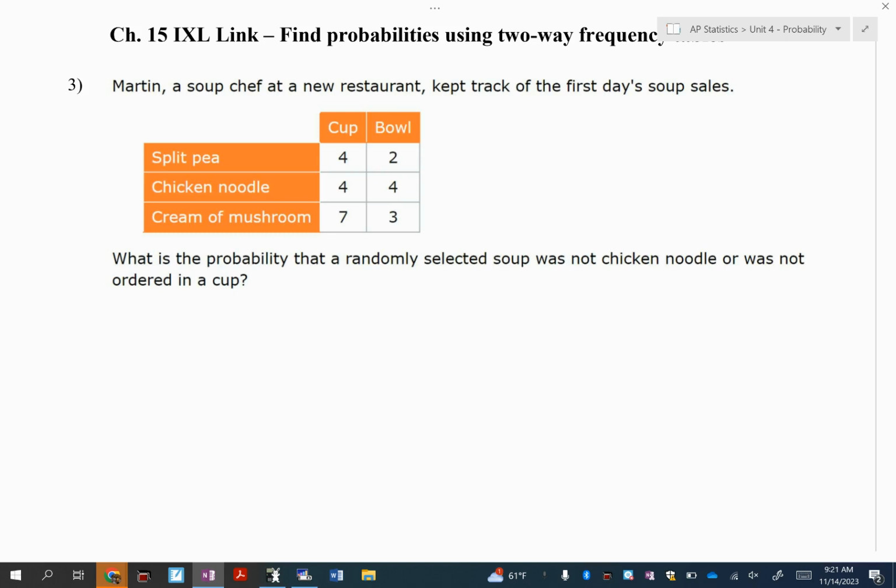Feel real good. Okay, do you see any totals? No, let's total it up. Cups, 15. Bowls, was that 9? Split pea, 6. Chicken noodle, 8. Cream of mushroom, 10.